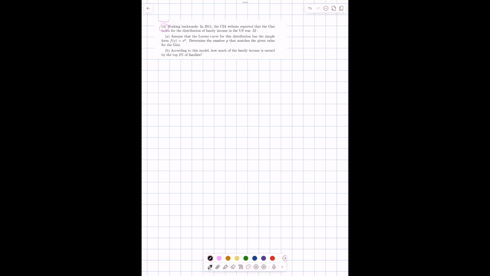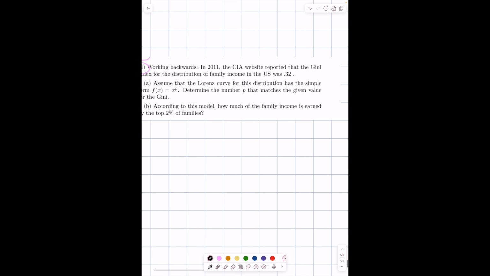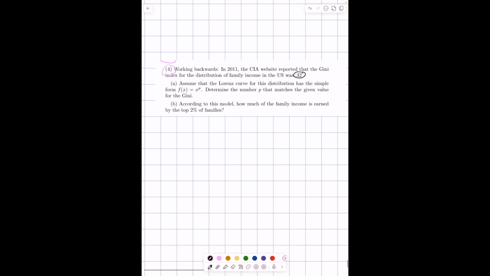Now let's do the next problem for the Gini index. It's called working backwards. We have actually done problems like this before, but let's take a look at how to do it. It says the CIA website reported that the Gini index for the distribution of family income in the US was 0.32. For part A, we want to assume that the Lorenz curve for this distribution has a simple form, f of x equal to x to the power of p. Determine the p that matches the given value for the Gini index.